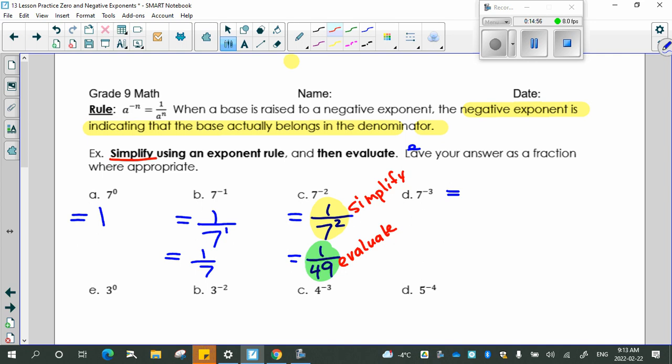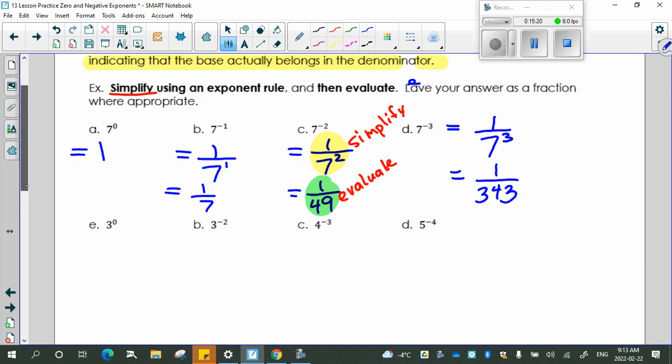Hopefully you're starting to get a pattern in your mind. 7 to the power of negative 3. Ethan? Also, we said 1 over 7 to the power of 3, yes, which would be 1 over 343. Perfect. All right, guys, try the next row all by yourself.